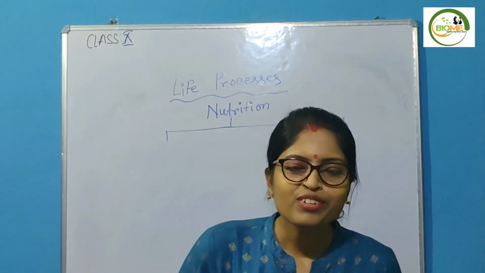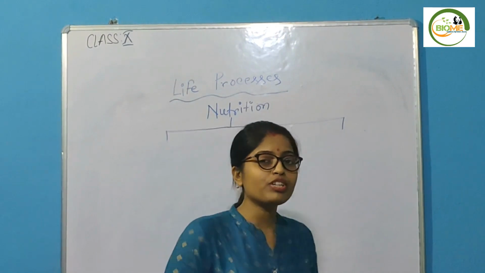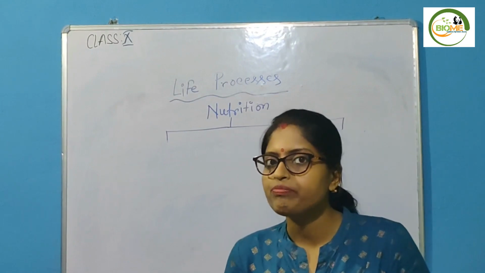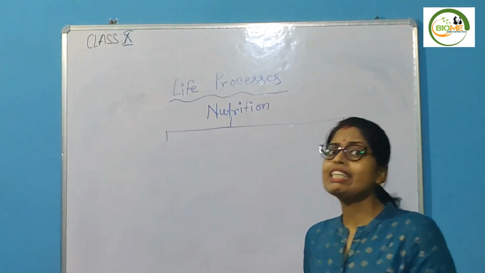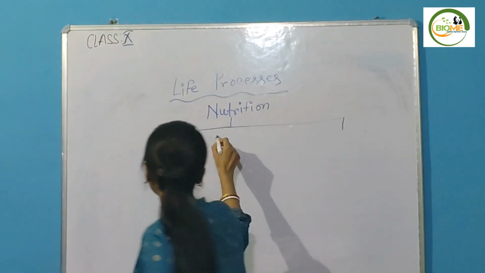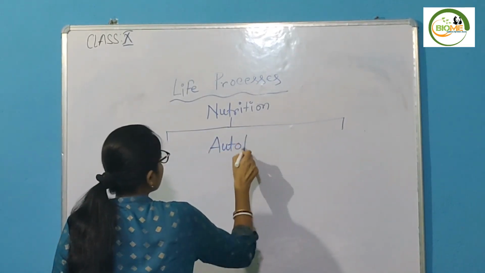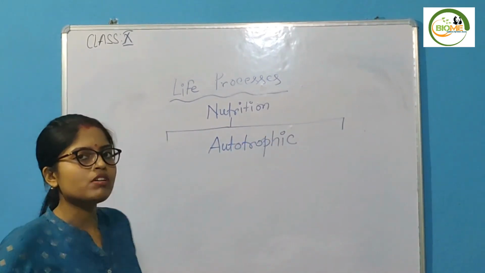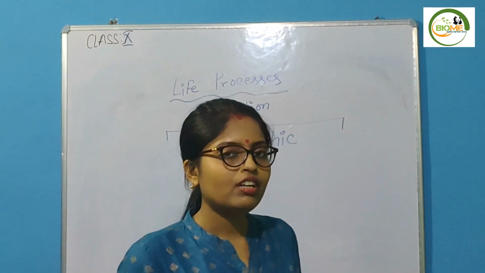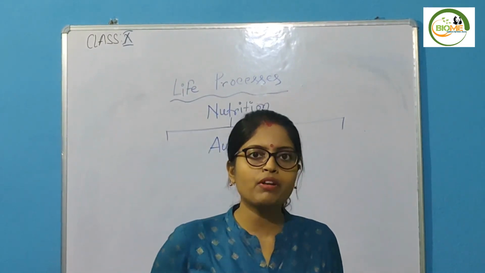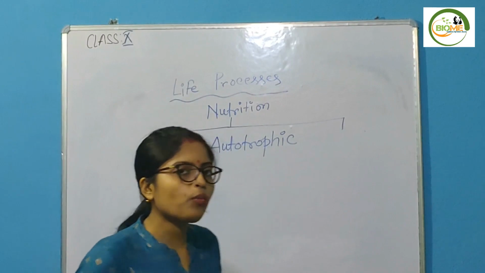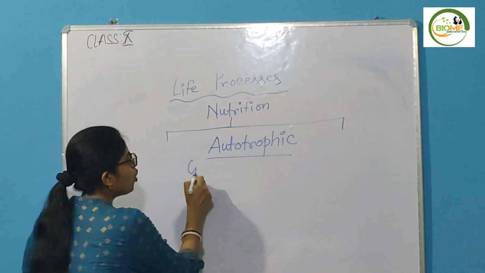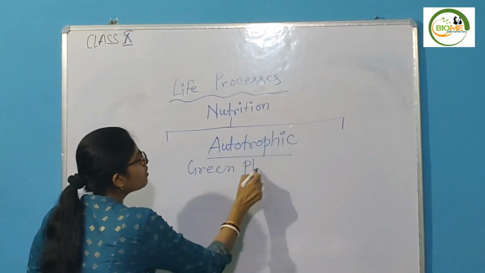So in the previous video we discussed autotrophic nutrition, heterotrophic nutrition types, etc. Now we'll study the autotrophic mode of nutrition in detail. As per the syllabus, the explanation of the autotrophic mode of nutrition is given on green plants. So now the question is: how do green plants perform the autotrophic mode of nutrition?